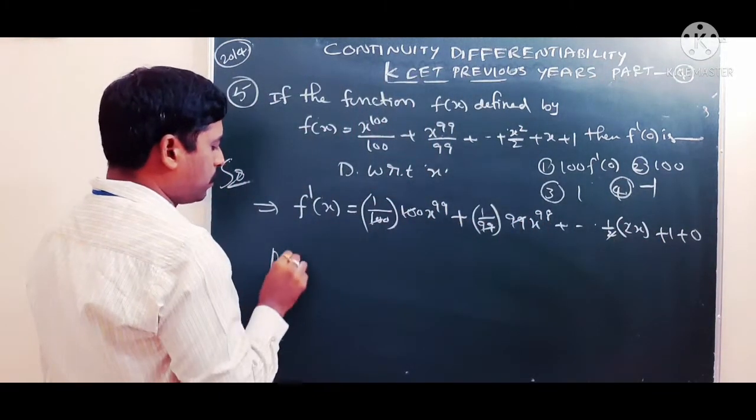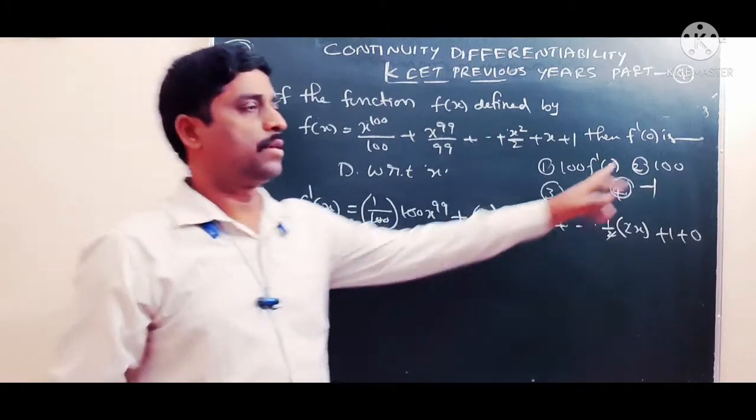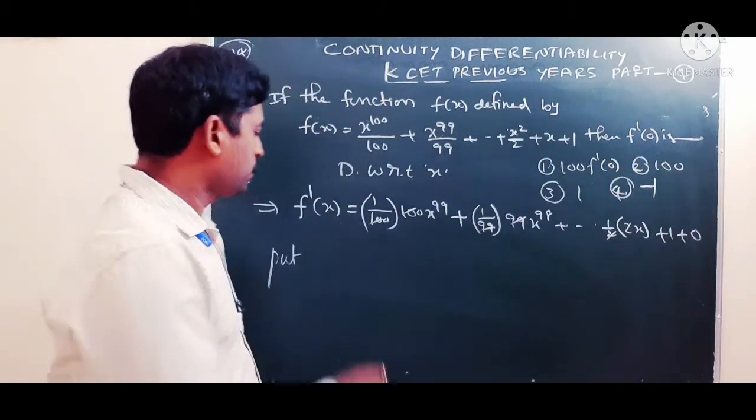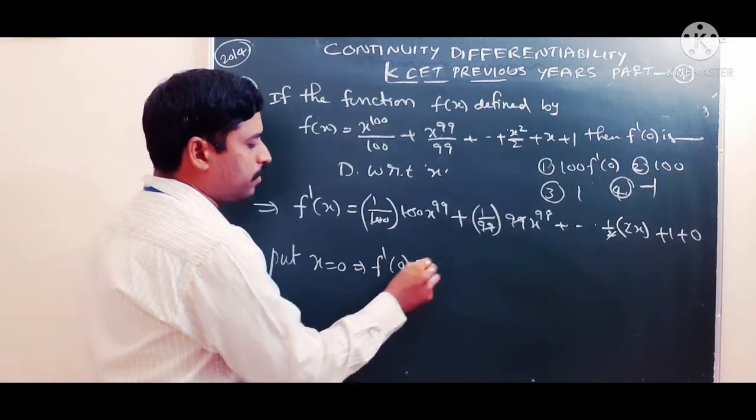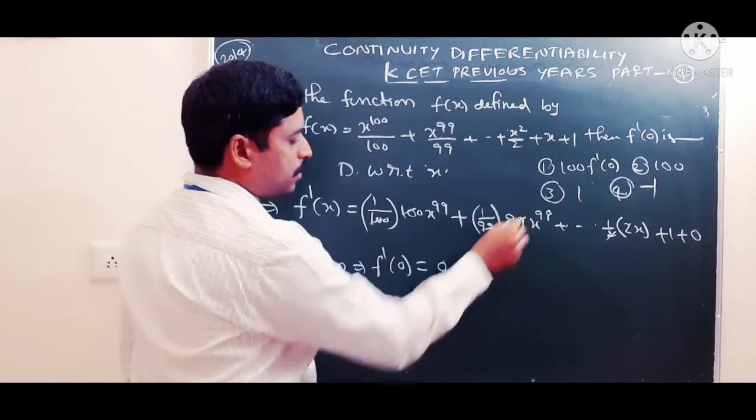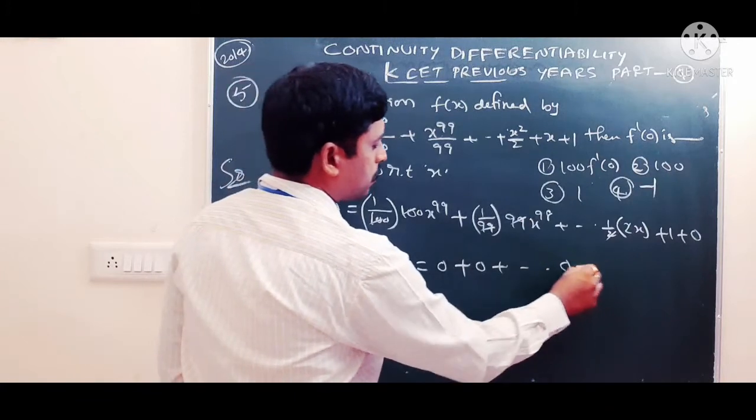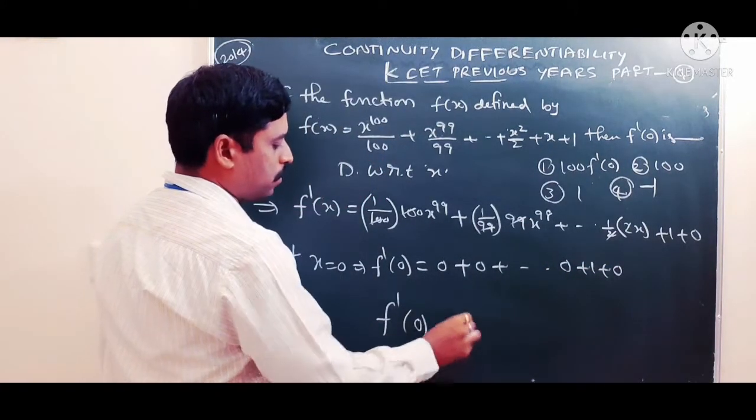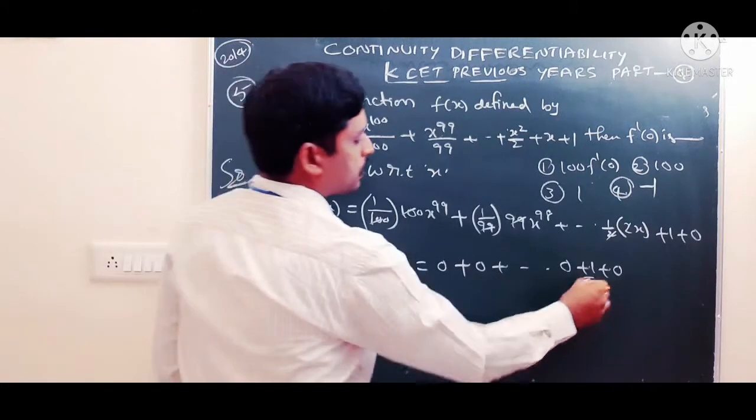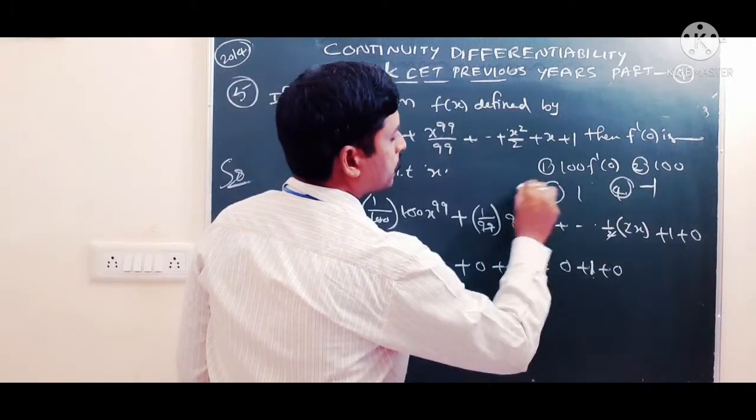Now what is our target? f dash 0. Put x equal to 0. This value will be f dash 0 is equal to 0 plus 0 and so on, 0 plus 1 plus 0. So this answer is 1. So answer 1, third option, is correct.